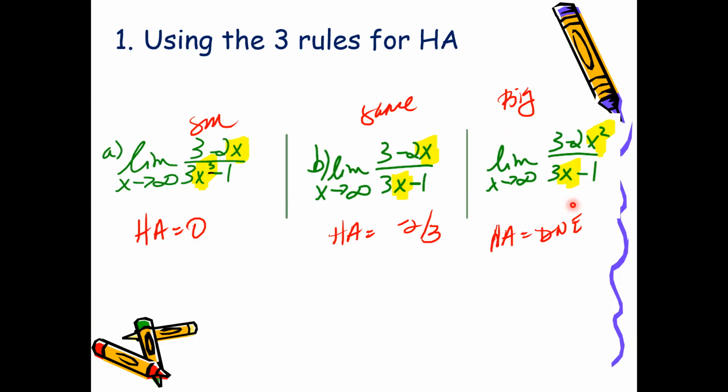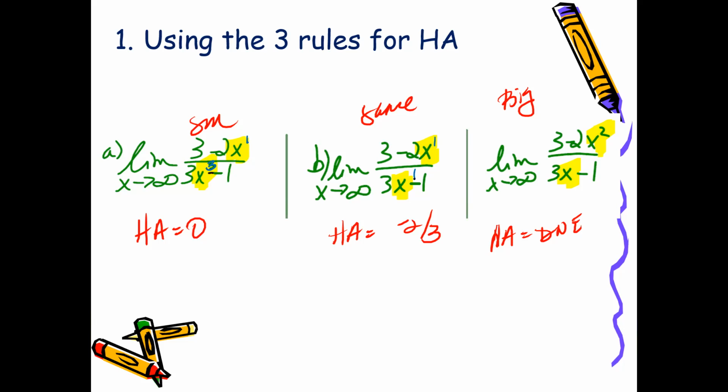So I have 3 different examples right here. Go ahead and take a look at these 3 examples. If we use the 3 rules for the horizontal asymptote, it's pretty easy to see what the answer is, because if you take a look at A, here you have the exponent of 1 and the exponent of 3, so obviously the numerator is smaller, so your horizontal asymptote is 0.